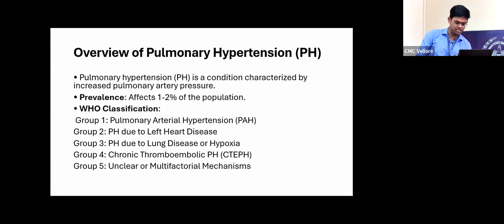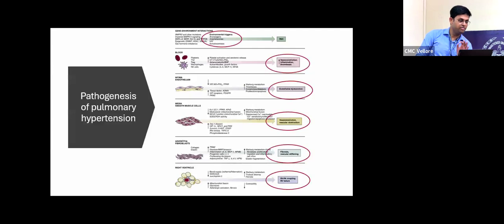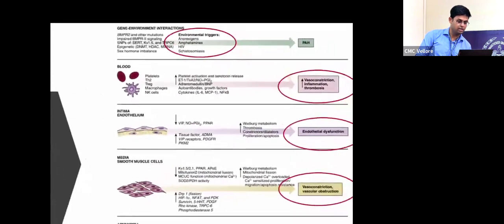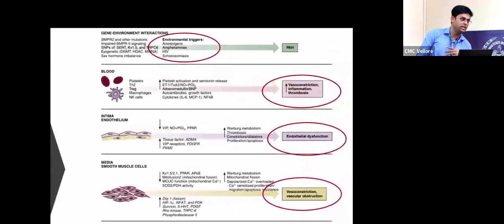So WHO basically classifies into groups 1 to 5. And just briefly about the pathogenesis of pulmonary hypertension, I hope you could see these slides. For group 1 pulmonary hypertension, in some cases it's mainly a genetic basis, in some cases it's idiopathic, and in some cases it's because of drugs. So it comprises idiopathic, drug-induced, and heritable causes. That is one of the important classes of pulmonary hypertension.